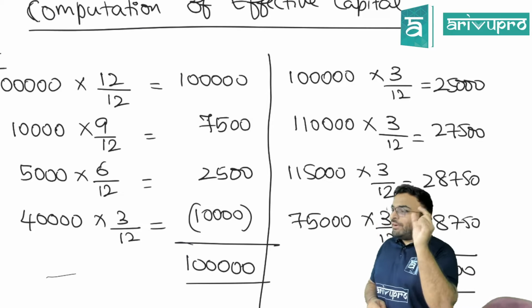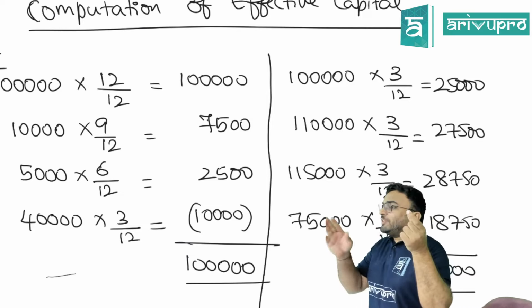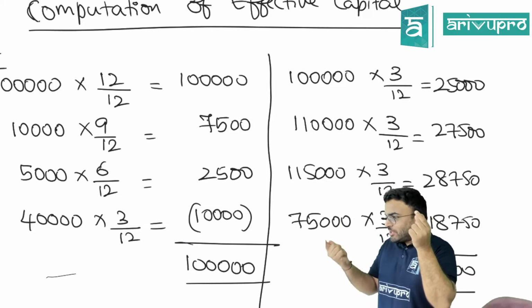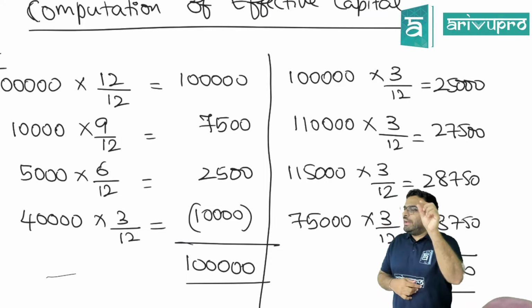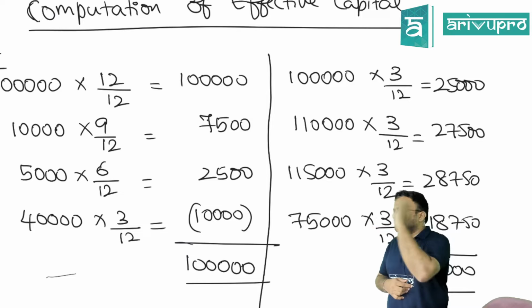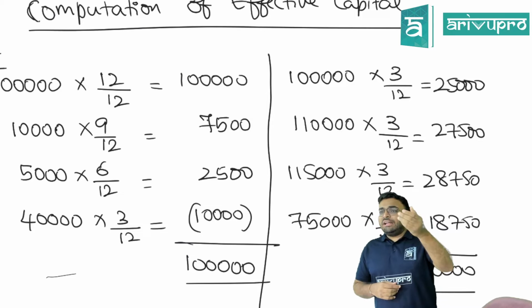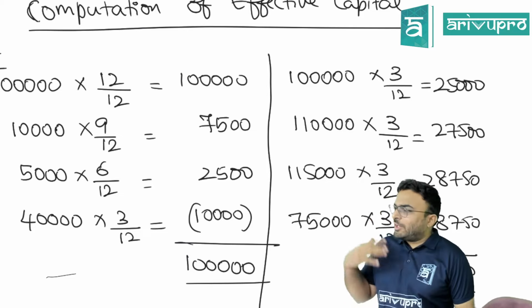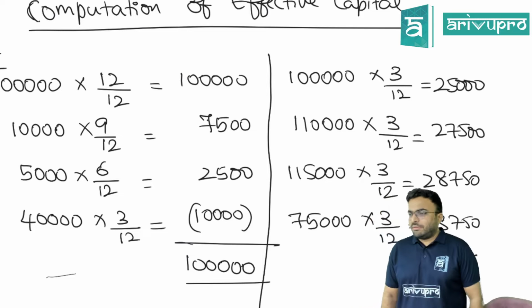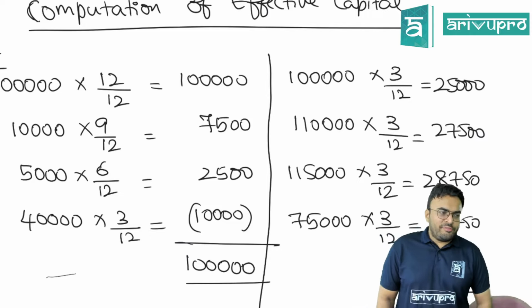Then the capital became 1 lakh 10,000. It was also for 3 months because on 1st July again it changed. Weightage for 3 months. After 1 lakh 10,000 it became 1 lakh 15,000. After that capital came down to 75,000. That remained 75,000 for 3 months. Weightage of 3 months. Second method is cumulative.